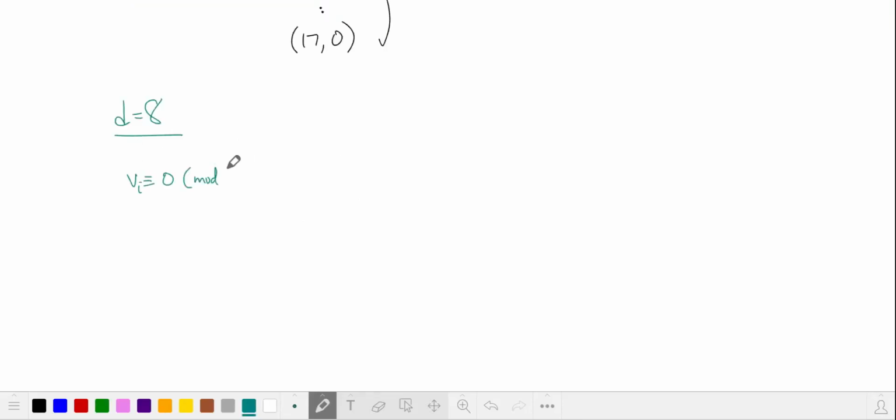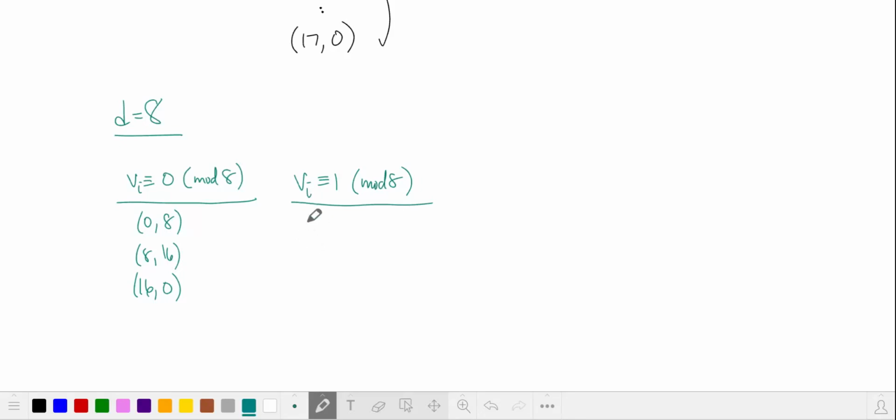We'll start with the vertices that are a multiple of 8. So this segment joins 0 and 8, 8 and 16, and then 16 back to 0 again. And we're going to get the same thing for vertices that are one more than a multiple of 8. We have 24 total segments, and we're going to divide them up into our 8 mod 8 residuals. So as we see, we're always going to have 3 segments in each.